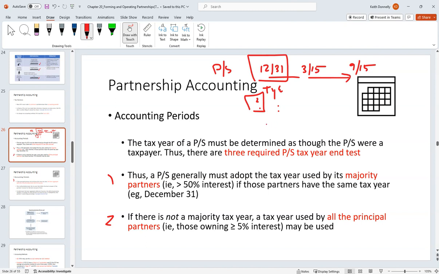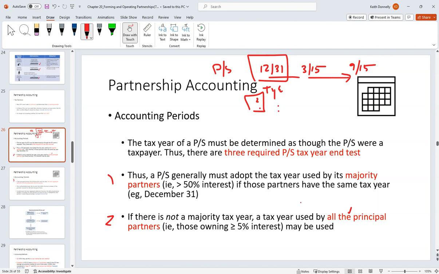Now, it is possible that you could have partners that have different tax year ends, and there isn't really a majority. So what do you do then? Well, then you look to the second test. And what you do is you look at the principal partners, namely those who own 5% or more.